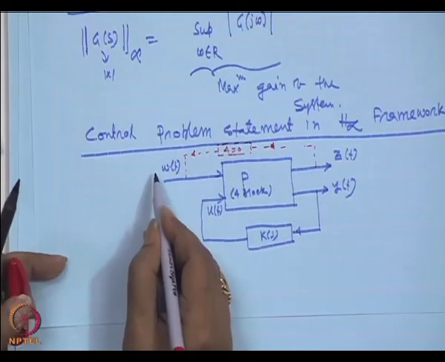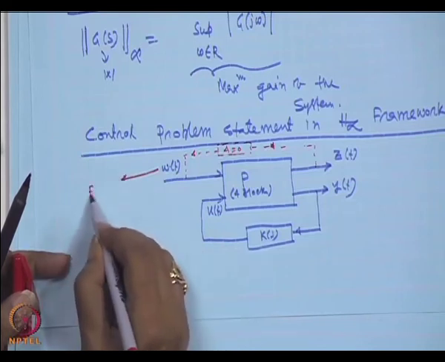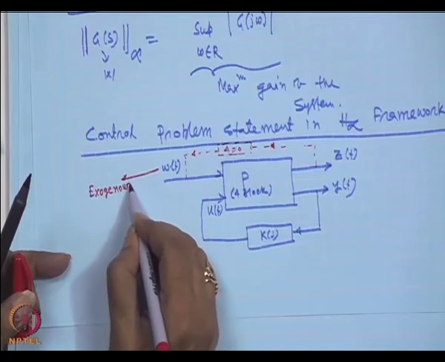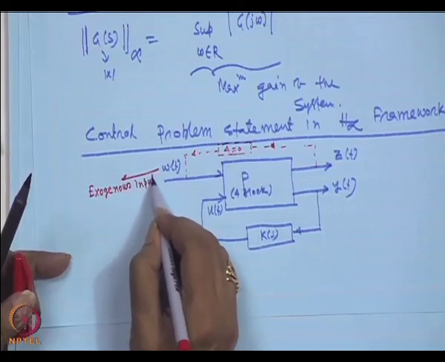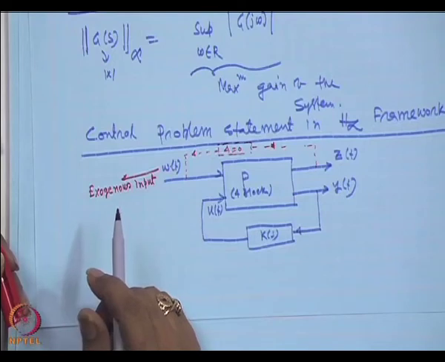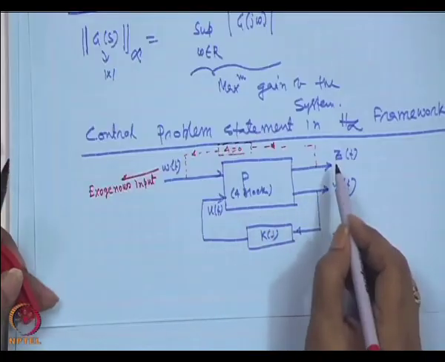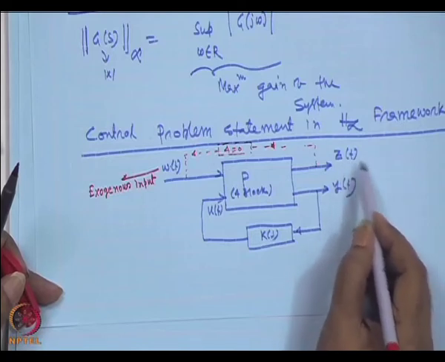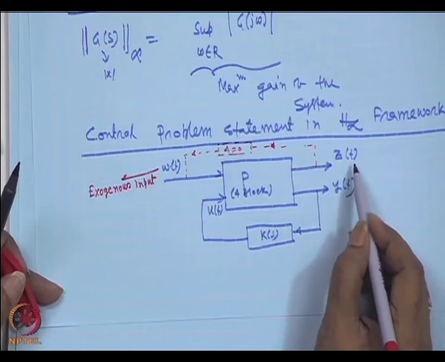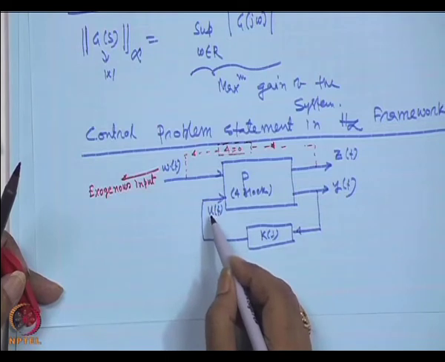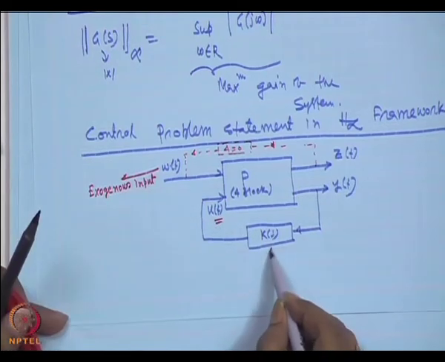So, this W is the exogenous input. The exogenous input indicates the sensor noise, the external disturbances, and the common input. The regulated output is the states, error signals, and control signals, and the measurement output is used for control purposes, meaning to generate the U. So, this is our controller.